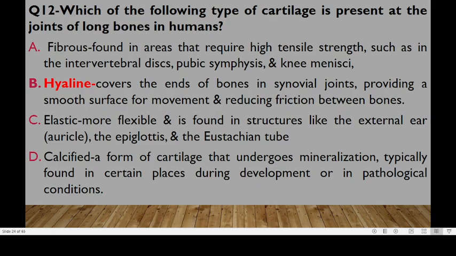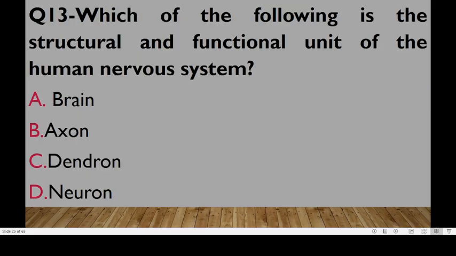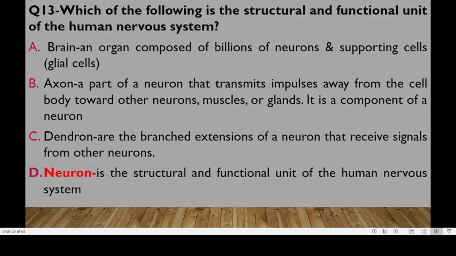Fibrous, this one is found in areas that require high tensile strength, such as the intervertebral discs, the pubic symphysis, and the knee meniscus. Elastic, this one is the most flexible and is found in structures like the external pinna, the auricle, the epiglottis, and the eustachian tube. The best option here is hyaline cartilage, and that's the correct answer. It covers the ends of bones in synovial joints and provides a smooth surface for the movement and reducing friction between bones. Which of the following is the structural and the functional unit of the human nervous system?